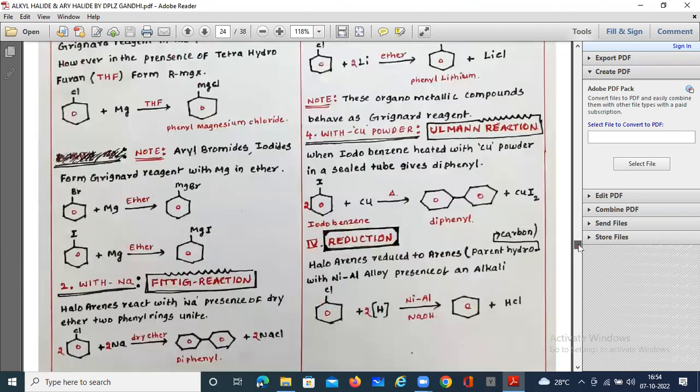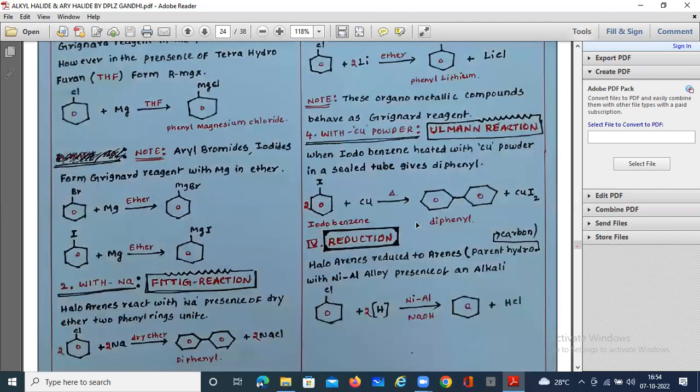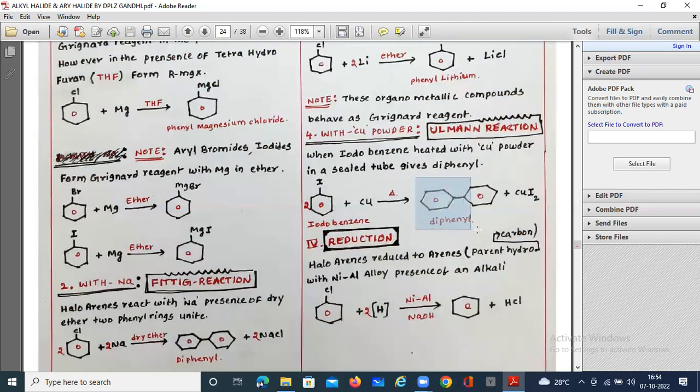And next, the fourth one, reaction with copper powder, which is nothing but the Ullmann reaction, the named reaction. Now this is a very important one. When iodobenzene is heated with copper powder in a sealed tube, it gives diphenyl, just like the Fittig reaction. In the Fittig reaction, what do we form here? Diphenyl. Here also, what do we form? Diphenyl, or simply we can say biphenyl.